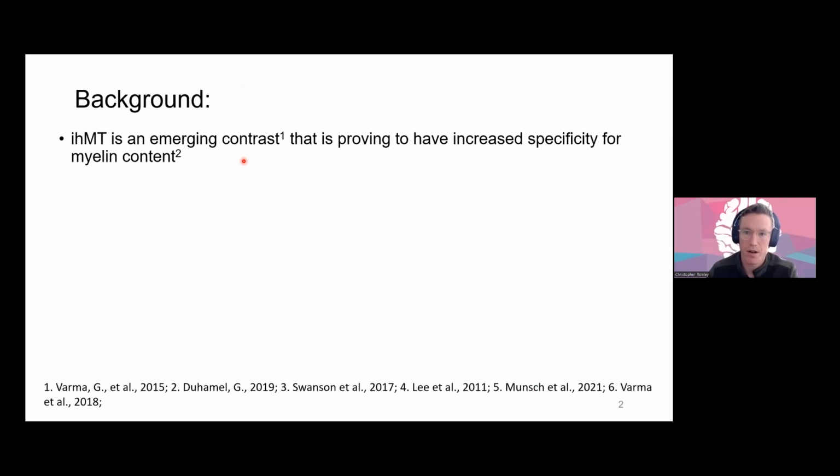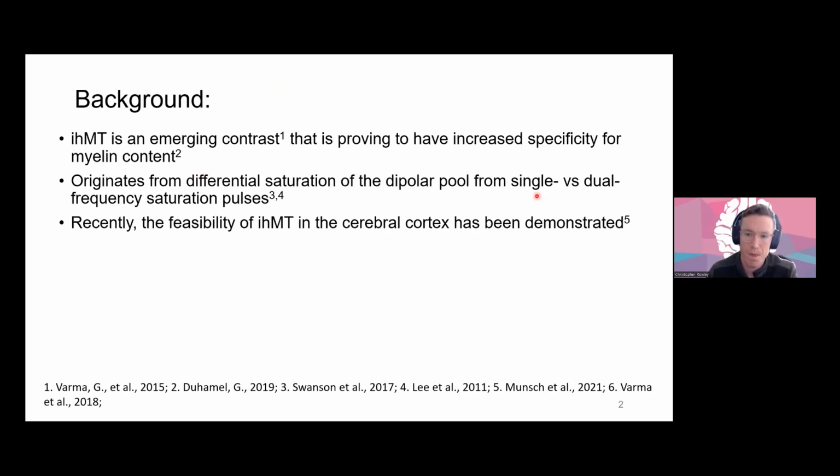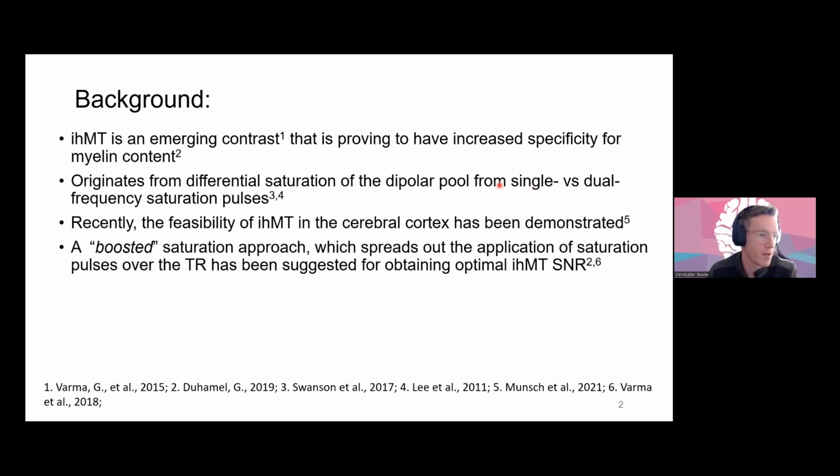So a little bit of background on MT imaging, or ihMT. It's an emerging contrast that is proving to have increased specificity for myelin content, and it's been shown to increase linearly with myelin-basic protein staining. The contrast itself originates from differential saturation of the dipolar pool from single versus dual frequency saturation pulses. And recently, the feasibility of using ihMT in the cerebral cortex has been demonstrated, and a boosted saturation approach, which applies multiple saturation trains per TR, has been suggested for obtaining an optimal SNR.